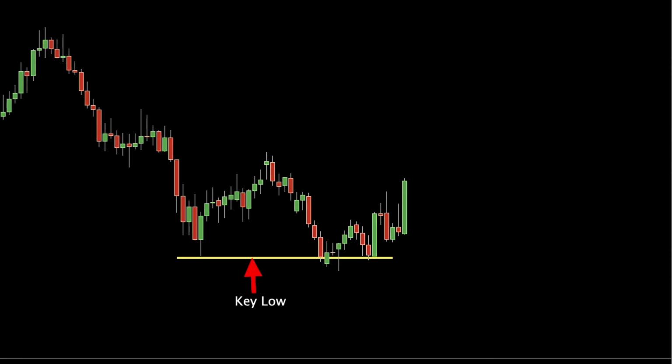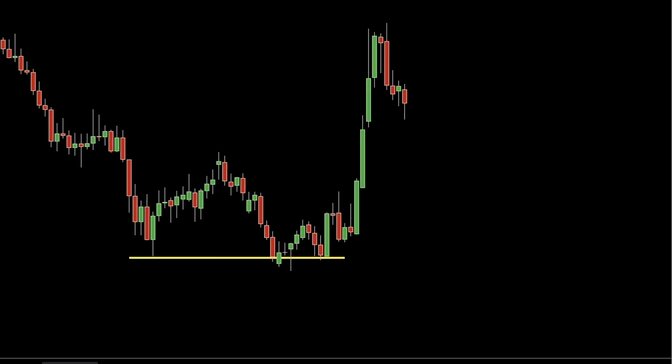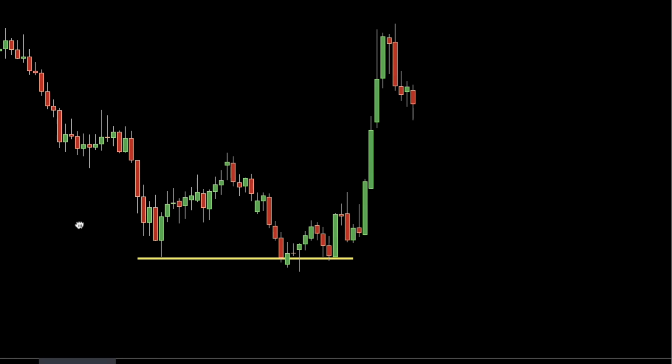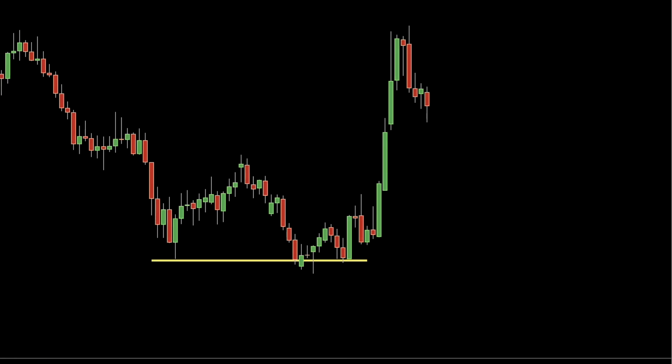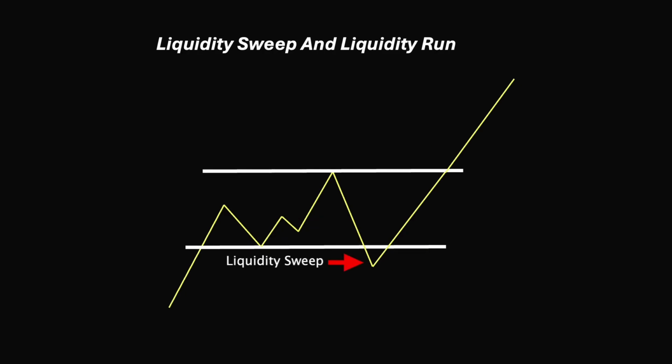Look at this chart example. You can see the price broke through established lows, sweeping sell-side liquidity. Once the sell stops were cleared, the price reversed direction and moved up, demonstrating how market makers capitalize on sell-side liquidity. Now that you understand buy-side and sell-side liquidity, let's take a closer look at how market makers target these liquidity zones. They typically use two main tactics: the liquidity sweep and the liquidity run. Knowing how these tactics work will give you the insight you need to follow in their footsteps and capitalize on the same strategies smart money uses to dominate the markets.